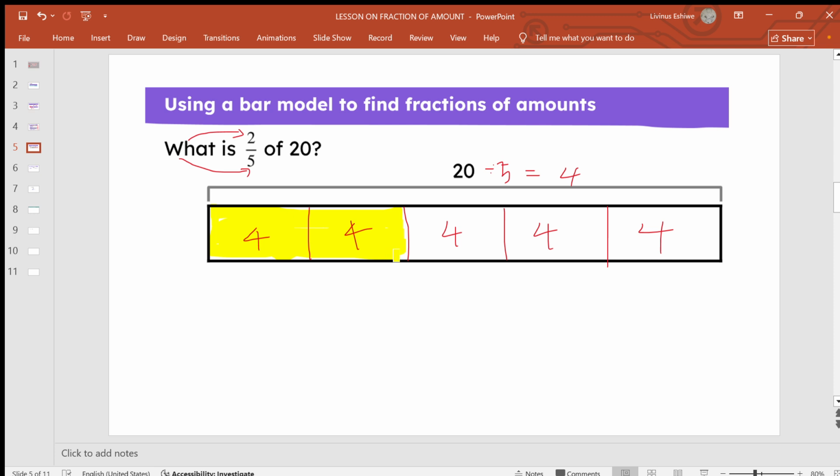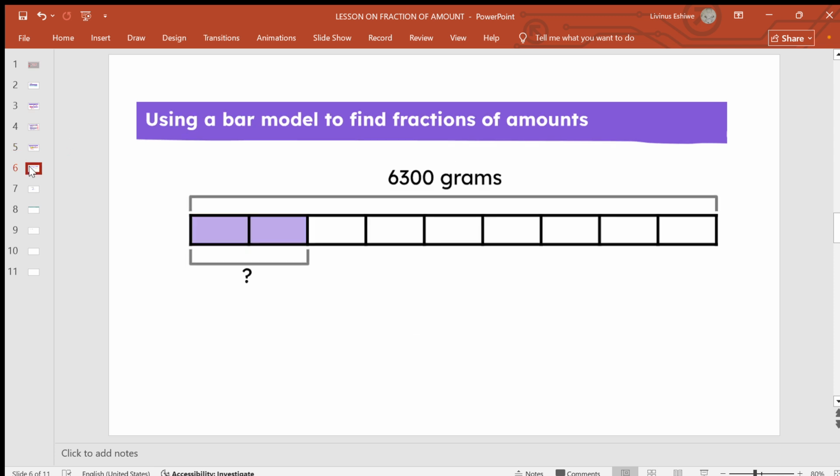This means 2 out of the 5 have been selected. So in this case, these 2 parts simply mean 4 plus 4, and that is 8, which means 2 out of 5 of 20 is equal to 8. Interesting, right? That is good. So if we have actually understood how to use the bar model to calculate this, can we do this when it is not actually any question, just a bar model?